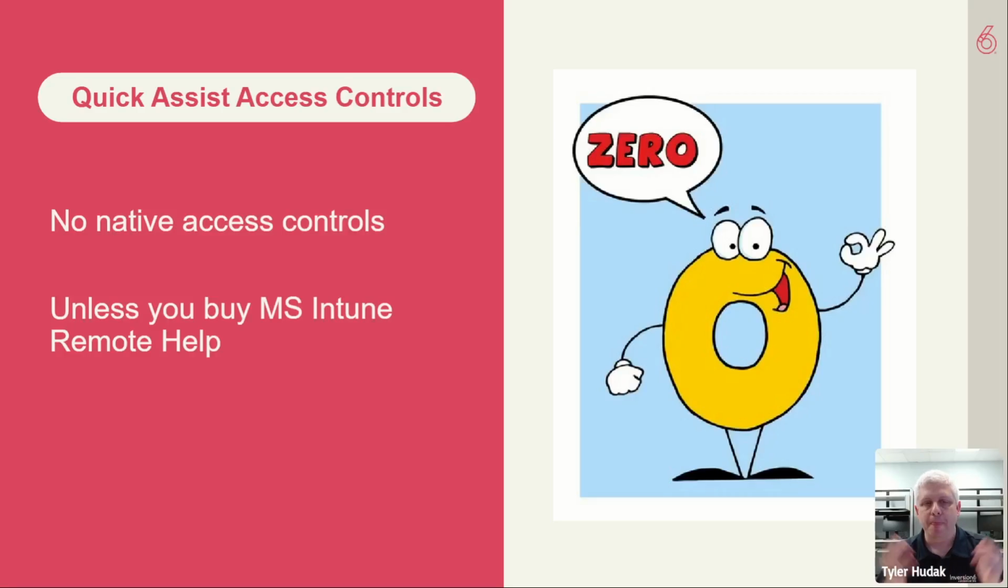So that's preventing. So with Quick Assist itself, what native access controls do you have? Again, unfortunately, none. There are 0 native access controls within Quick Assist. So things like requiring or only allowing specific individuals or tenants to connect to somebody in Microsoft Quick Assist, prohibiting full access, things like that. None of these things can be turned on or controlled unless you buy Microsoft Intune Remote Help, which is the professional version of Quick Assist. So Quick Assist is basically an all or nothing deal.